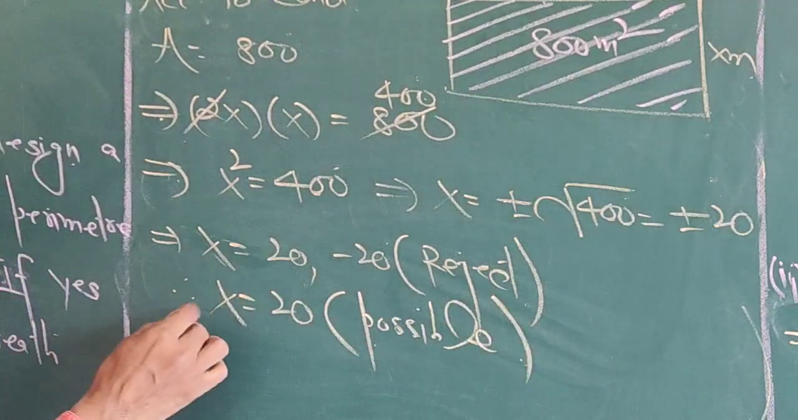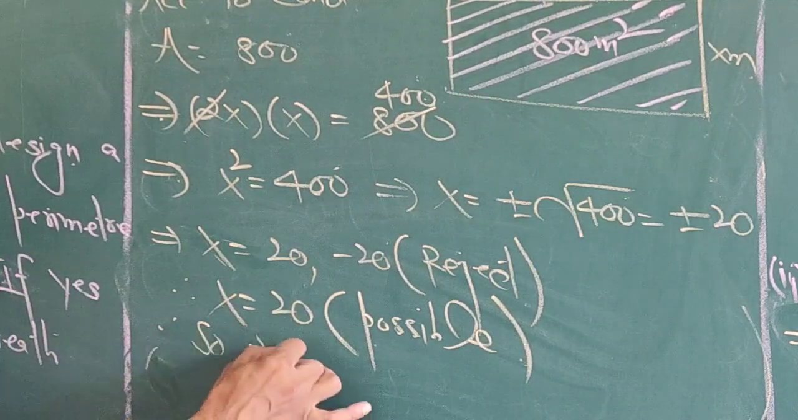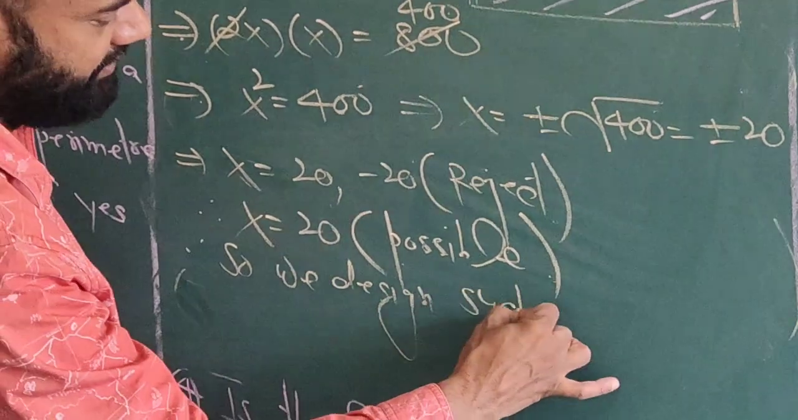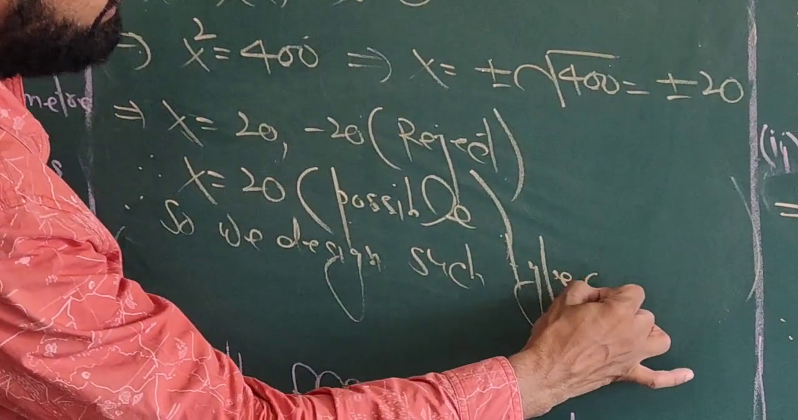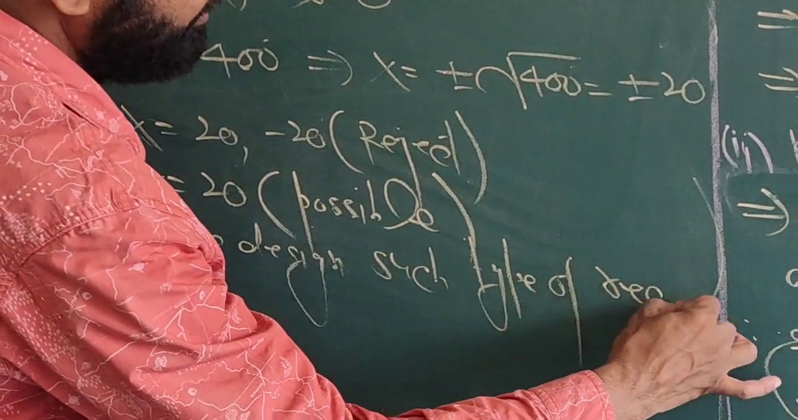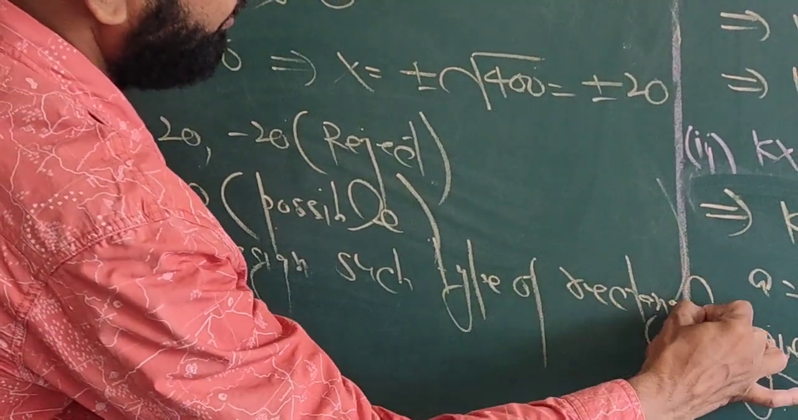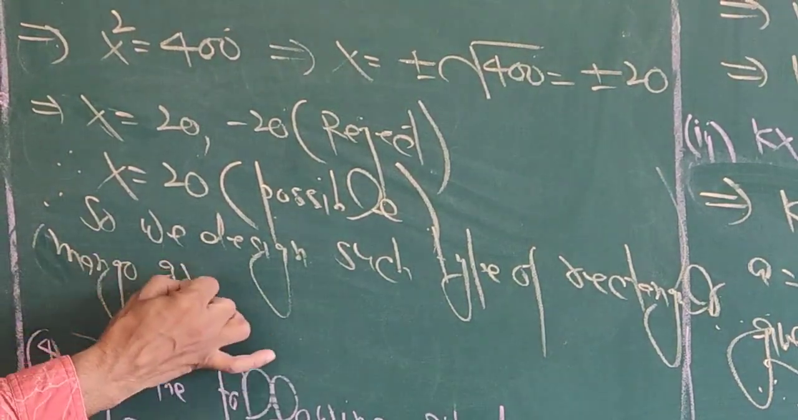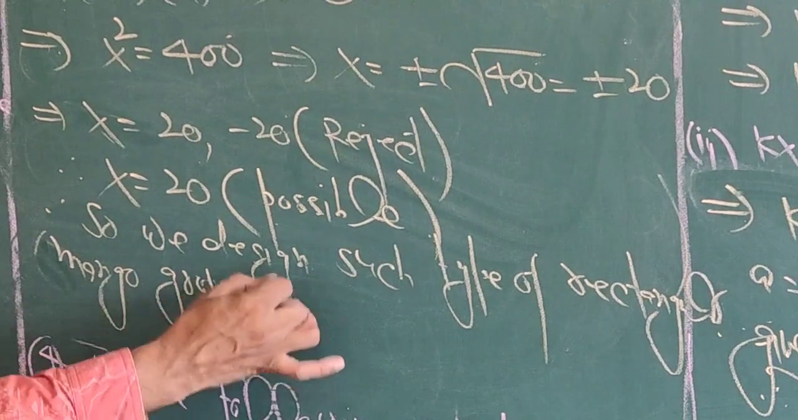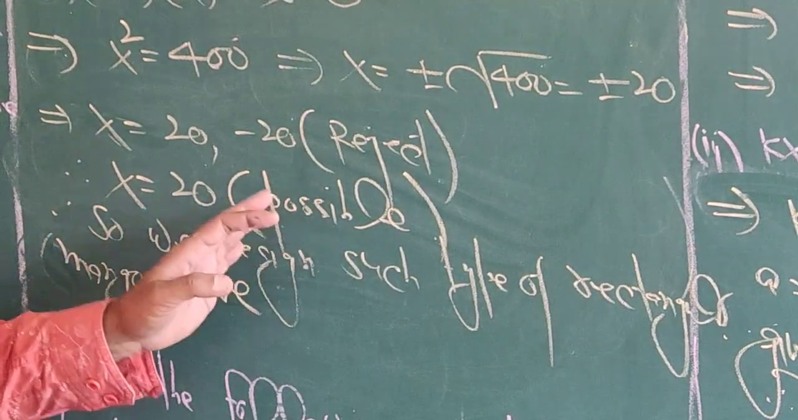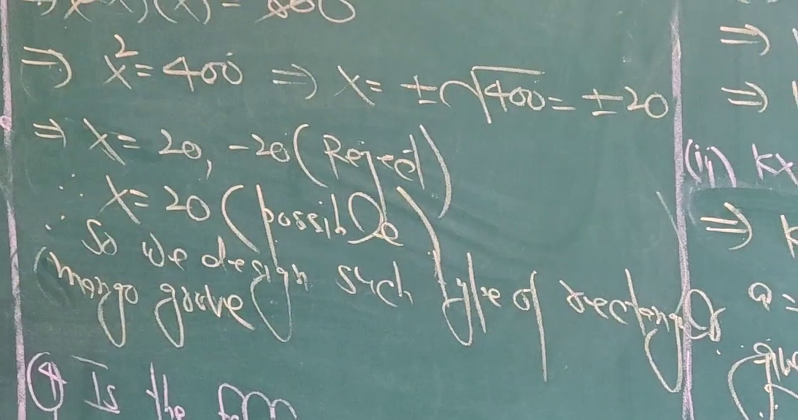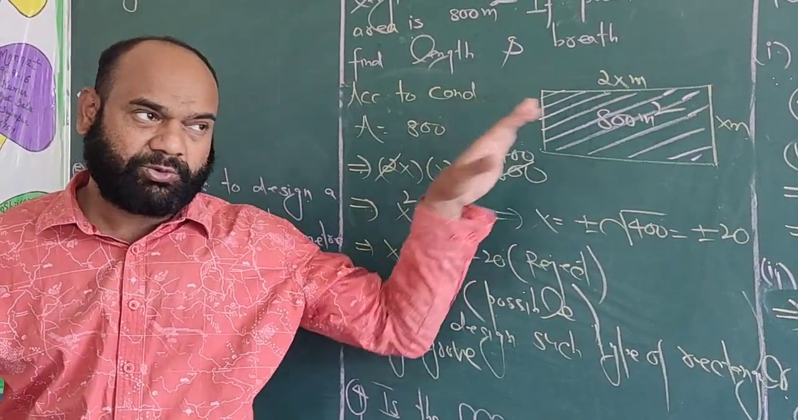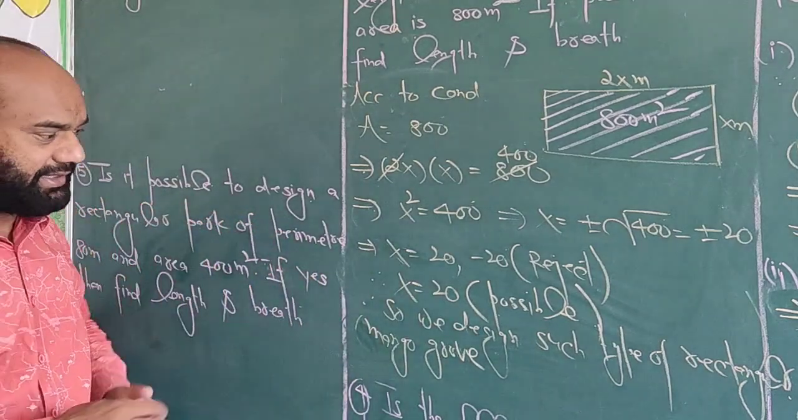So we design such a rectangular mango grove. Such a rectangular mango grove means we design a rectangular mango grove whose length is twice its width and whose area is 800 meter square.